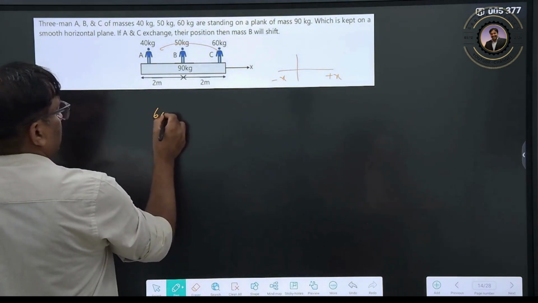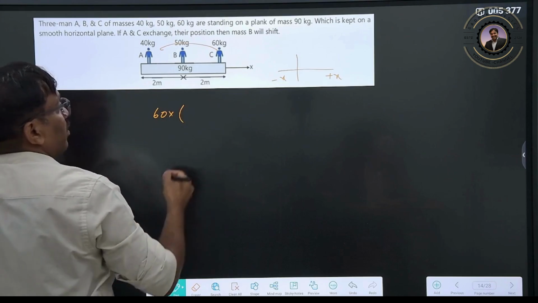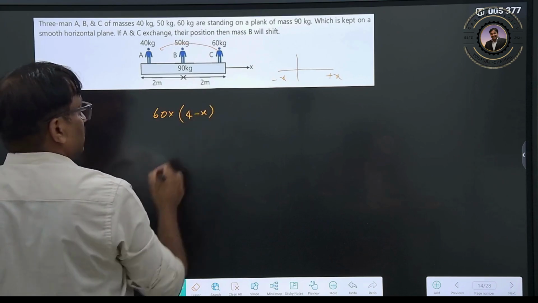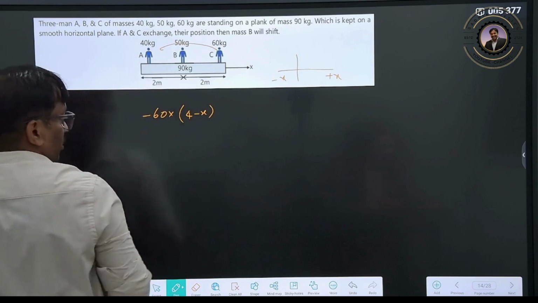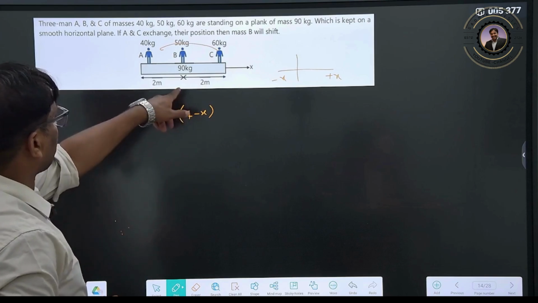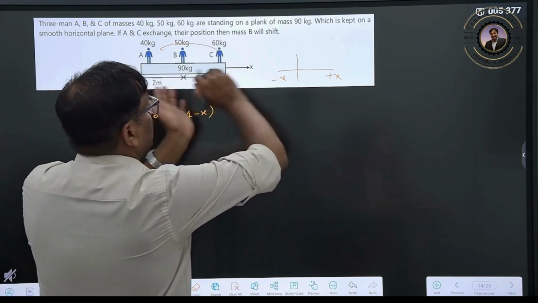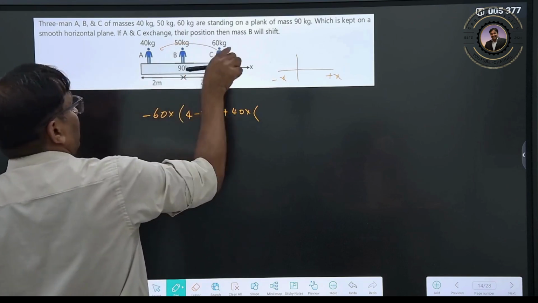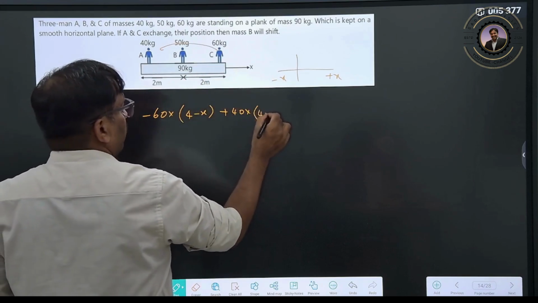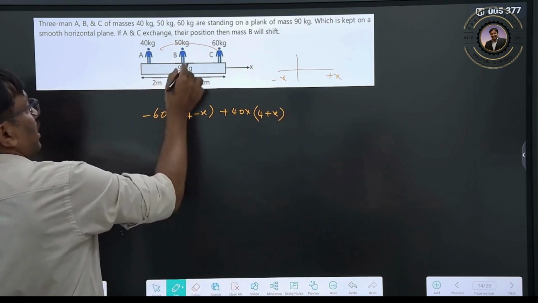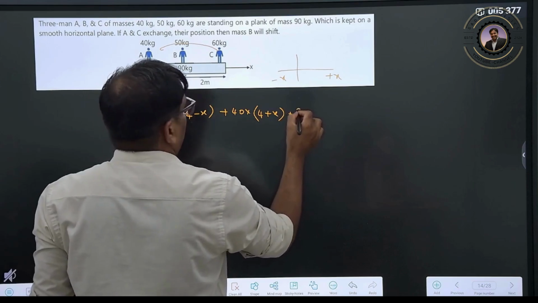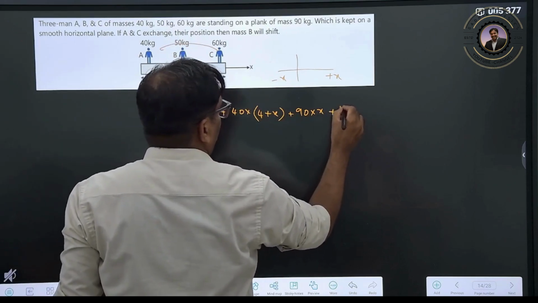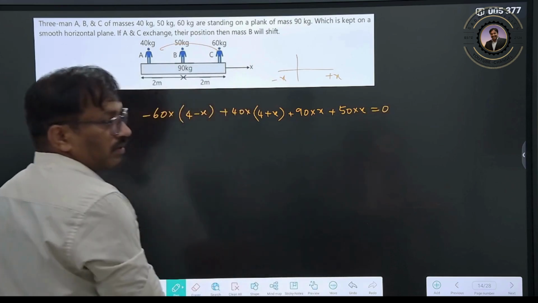Now, let us go for 60 kg. How much distance will this person travel? This is 4 meters long in total, so 4 minus x. Clear? He is traveling toward this side, negative. So 4 minus x, because it is 4 meters in total, but the plank will go back. And this person will go here, therefore 40 into, and the distance he travels will be 4 plus x. Now this 90 kg, how much distance will it travel? The 90 kg will travel x distance. And the 50 kg person also travels x distance, therefore equal to 0. That's all.